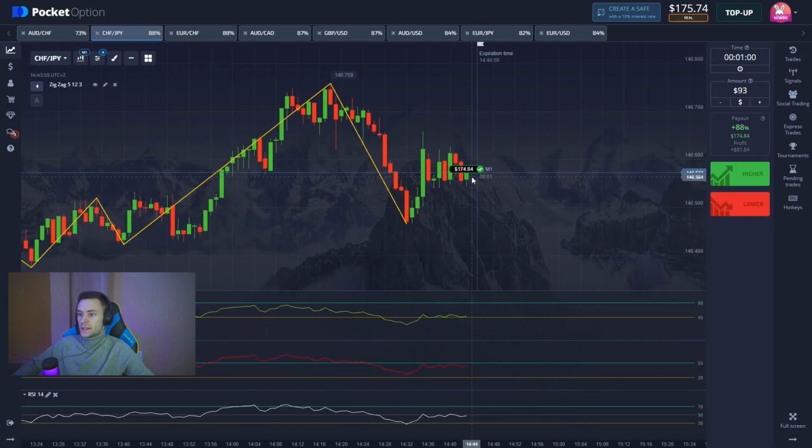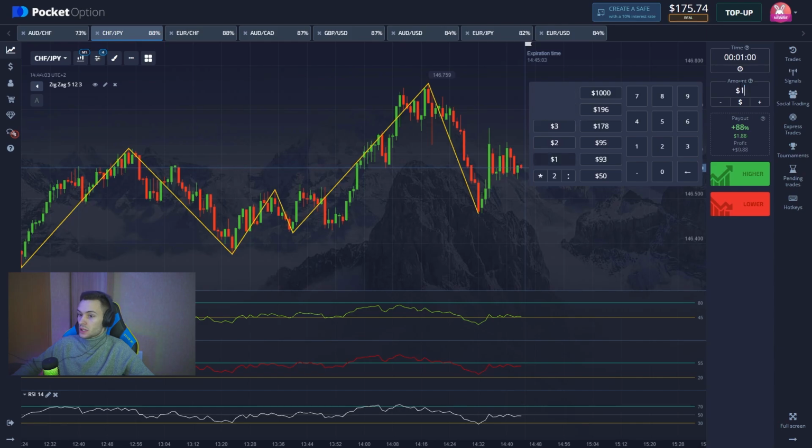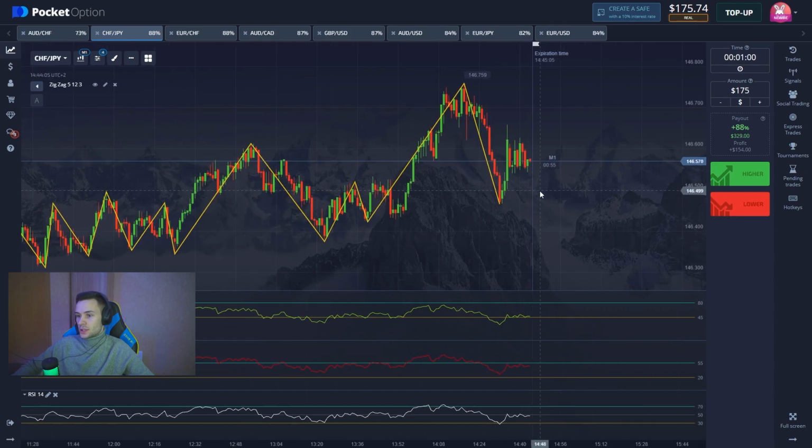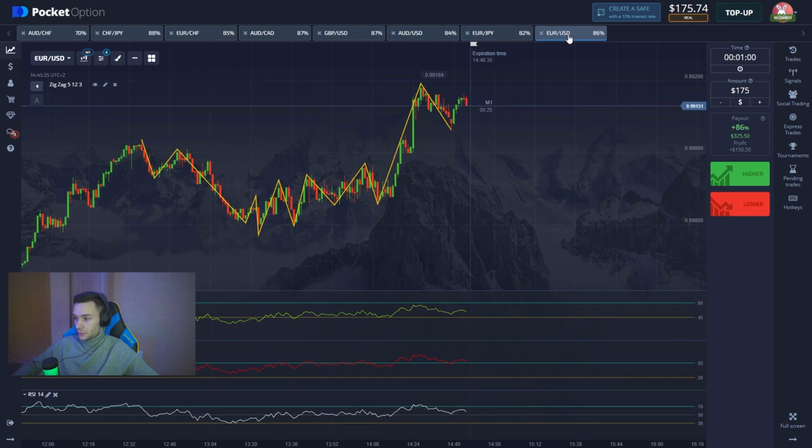Another position has closed with a profit, guys. Like you see, the price went upwards. Actually, it was close, but anyway, we're in profit, and that's the main thing. Let's find a new currency pair.